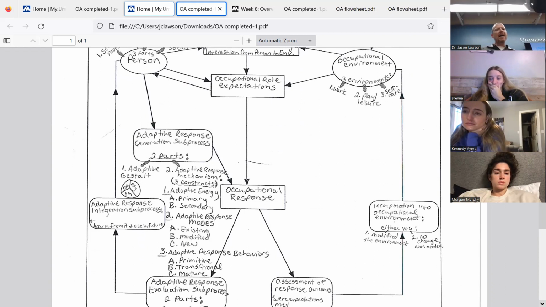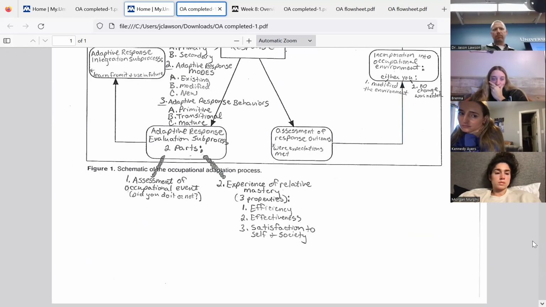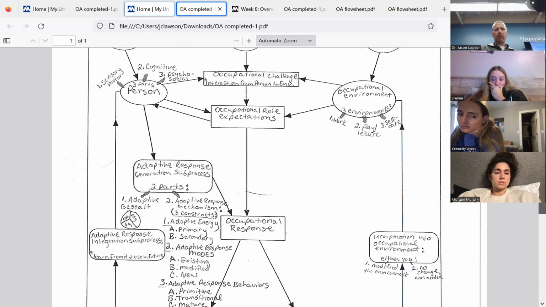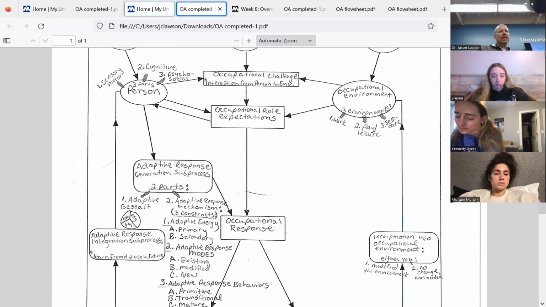So we're going to look at underneath the 3 parts of the person: sensory motor, cognitive, psychosocial. Okay, the arrow that's coming down is an adaptive response generation subprocess.